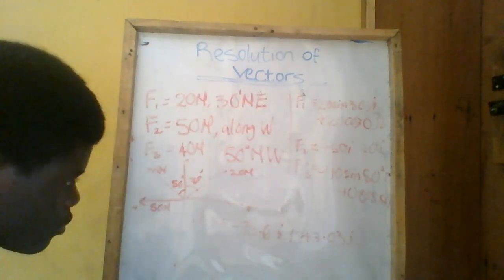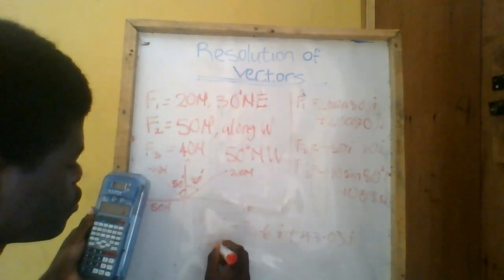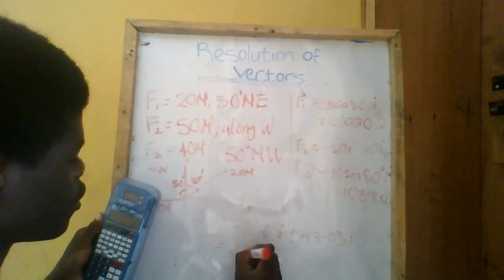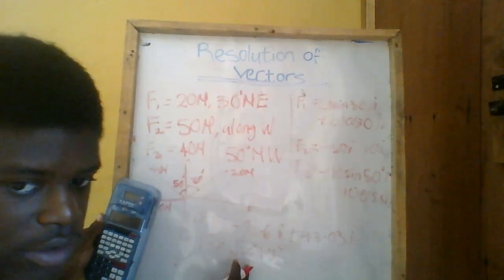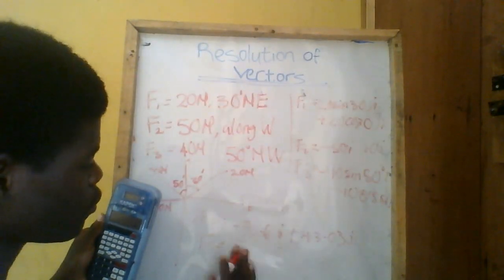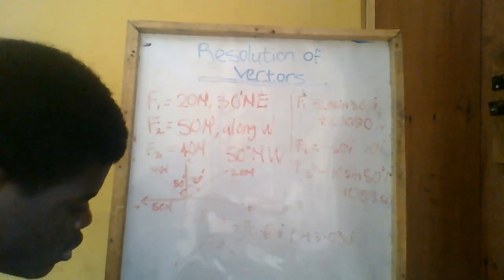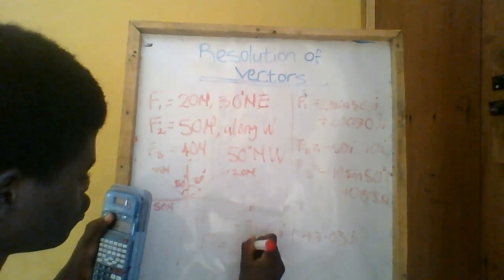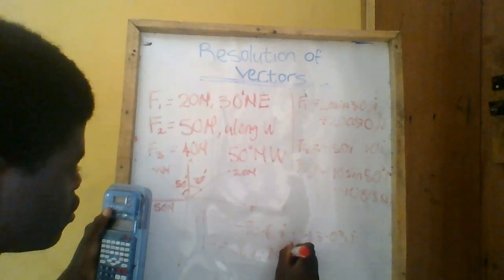To find the magnitude, I already told you, it is the square root of x squared plus y squared. This is the formula. So we square this, then we square it: 70.6 squared plus 43.03 squared. Then square root, and the answer is 82.7 Newton.